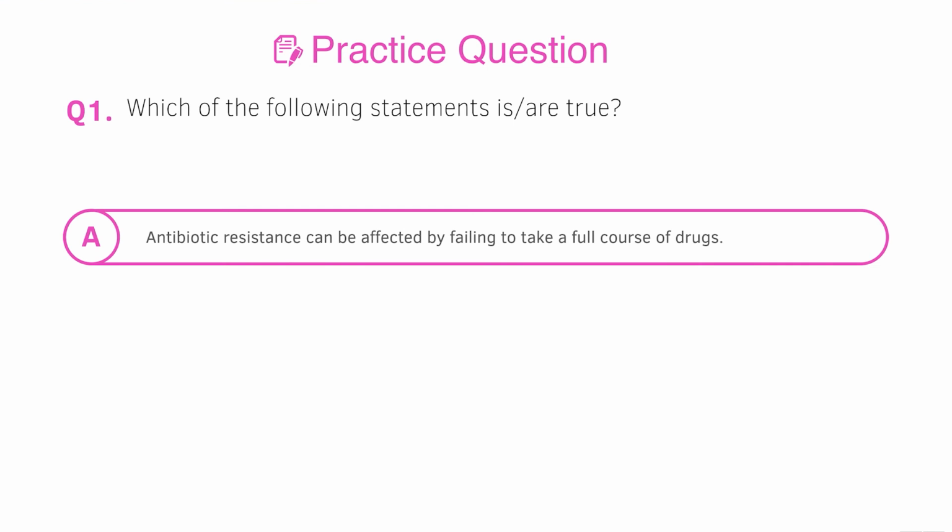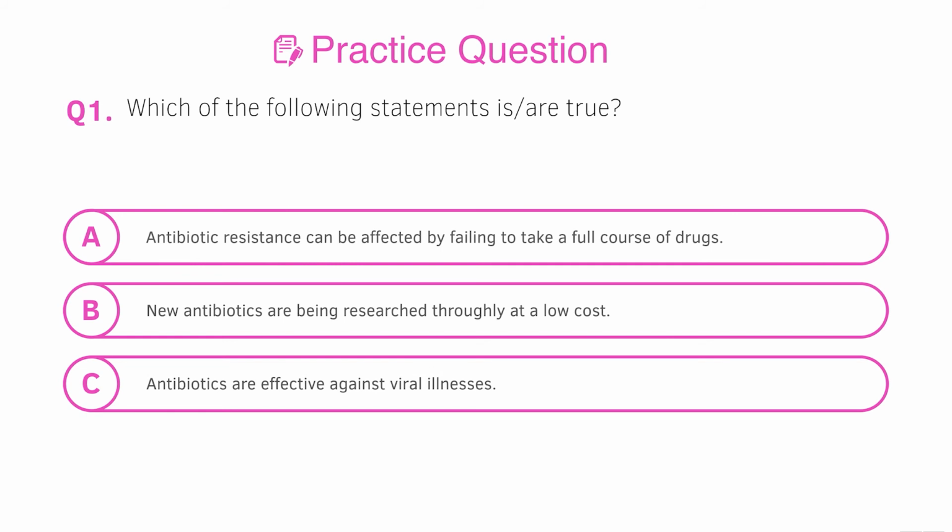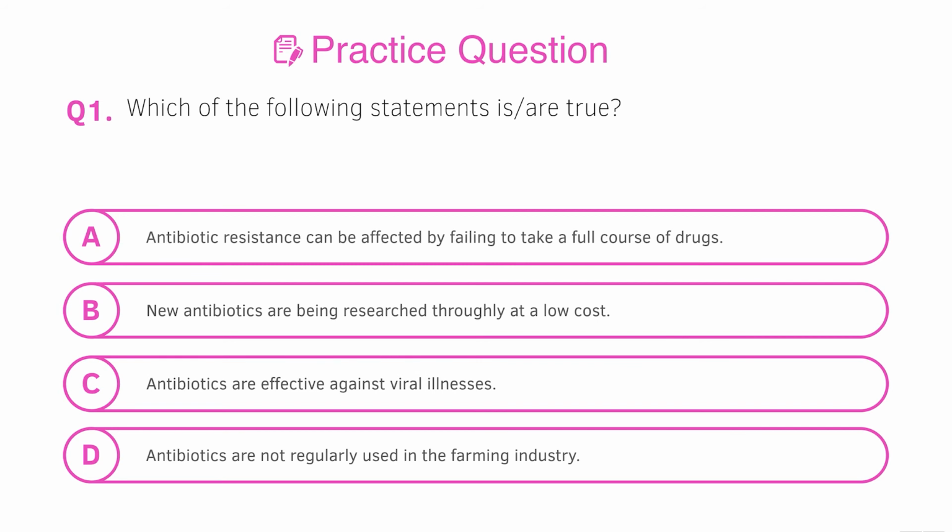So now that we've covered the concept of antibiotic resistance in bacteria, let's have a look at some practice questions. So I'll go through the statements. You can then pause the video, have a go at labelling which are true and false, and then we'll go through the answers. So A, antibiotic resistance can be affected by failing to take a full course of drugs. B, new antibiotics are being researched thoroughly at a low cost. C, antibiotics are effective against viral illnesses. And D, antibiotics are not regularly used in the farming industry. So pause the video here and have a go at the questions, and then we'll go through some answers in a few moments.